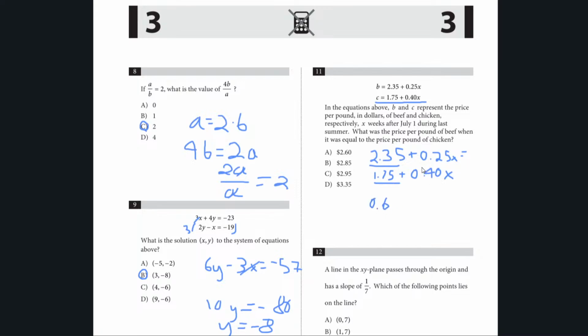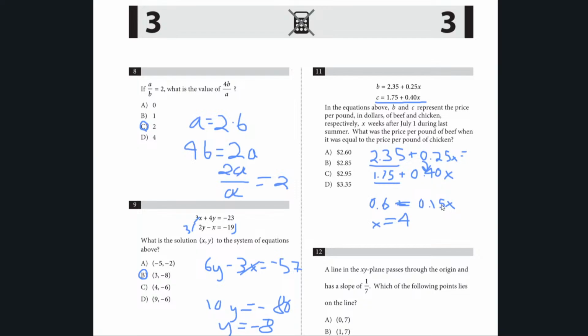Then we're going to subtract the 0.25 over, and that's going to give us, well, this should be equal, is equal to 0.15x. Okay, yeah, that makes sense. So then we have x is equal to 4. So after 4 weeks, they were equal.